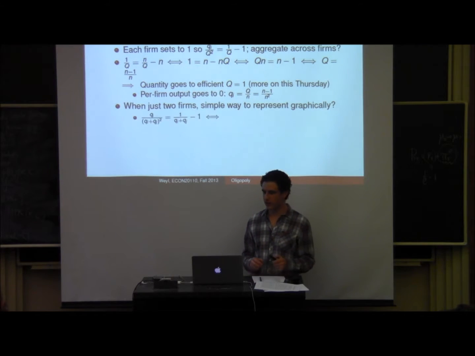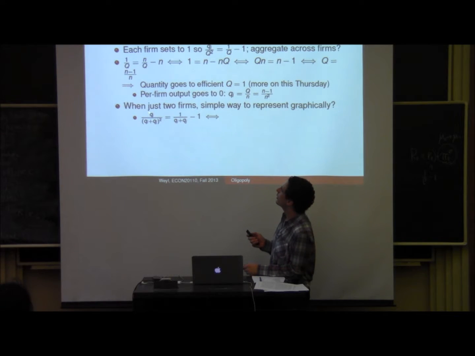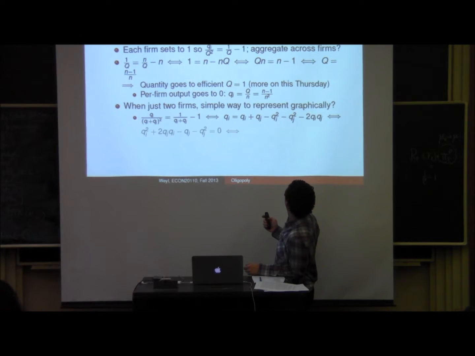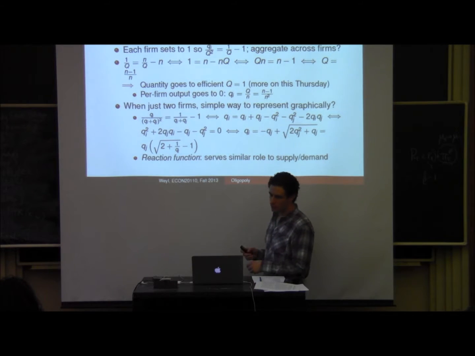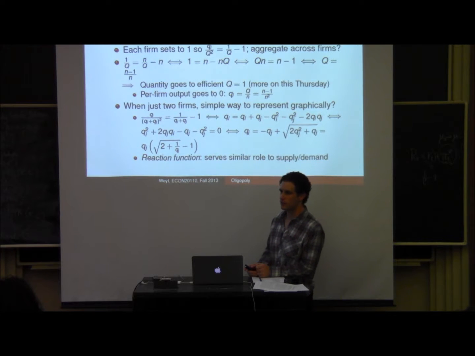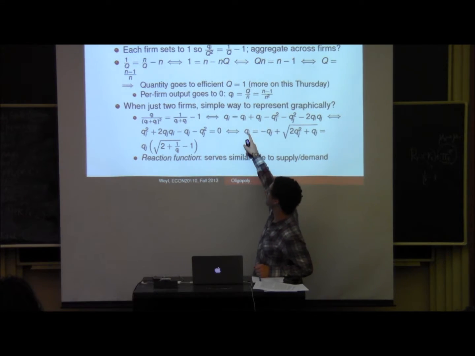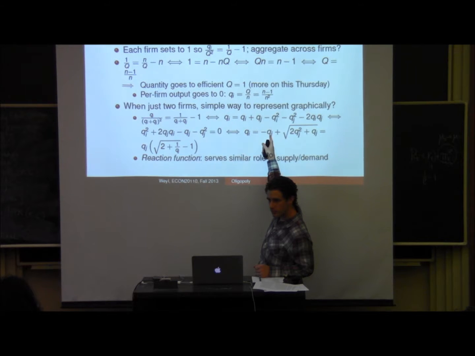Okay, so that's fine. So basically what we do is we say, what is my optimal thing given what both of the firms are doing, right? So that's that I have QI over (QI plus QJ) squared is equal to 1 over (QI plus QJ) minus 1, which you can solve out, and you get that QI is equal to negative QJ plus this, or this. That's called the reaction functions of the firms. So that says, what's the optimal thing for me to do given what the other person is doing? Okay.